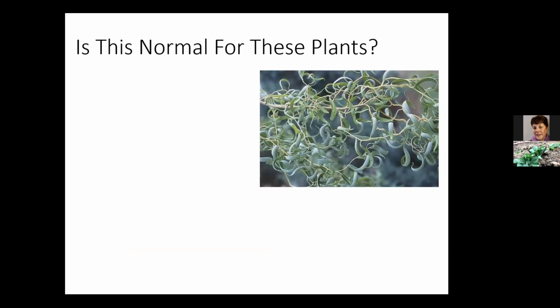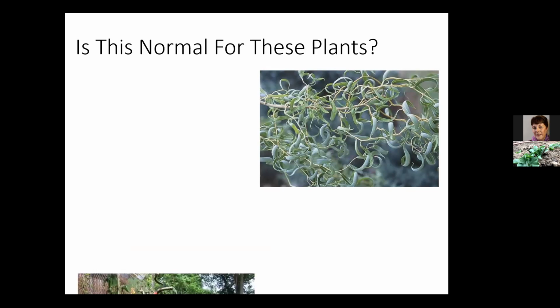So in this case, for this plant, this picture on the right, is this normal for this plant? And the answer is yes, if you know that it's a corkscrew willow. Otherwise, if you were to look at this, you might say, well, looks like maybe somebody sprayed herbicides on it or something, but it's not. This is absolutely normal for this particular plant. It's a corkscrew willow, so it is supposed to have these curled petioles and curled stems and things like that.